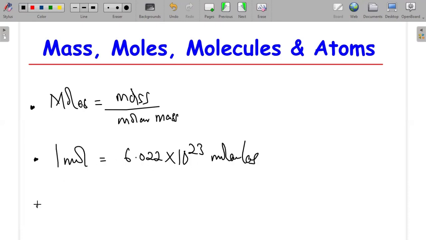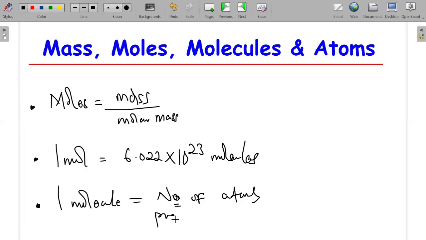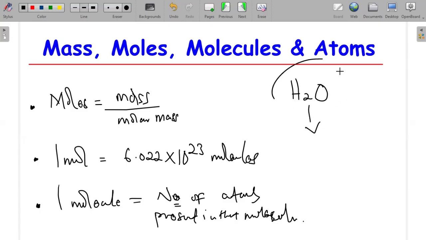And then to convert from the molecules to the atoms, we are going to say 1 molecule contains the number of atoms that are present in that molecule. So for example, if I write 1 molecule of water, 1 molecule of water is just H2O. So how many atoms are in this 1 molecule of water?